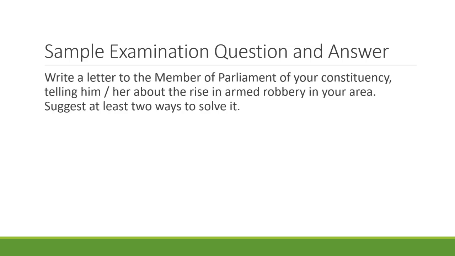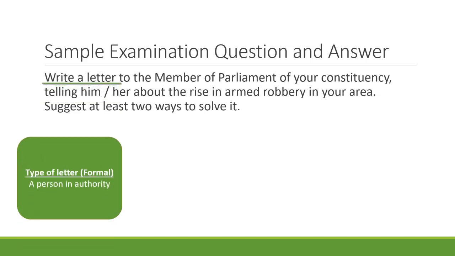Now, let's go on and look at a sample examination question and answer. Write a letter to the Member of Parliament of your constituency telling him or her about the rise in armed robbery in your area. Suggest at least 2 ways to solve it. So when you are given an examination question of this nature, first of all, you need to ask yourself what type of letter you've been given. And this is a formal letter because you're writing it to somebody in authority. Here, that is the Member of Parliament.